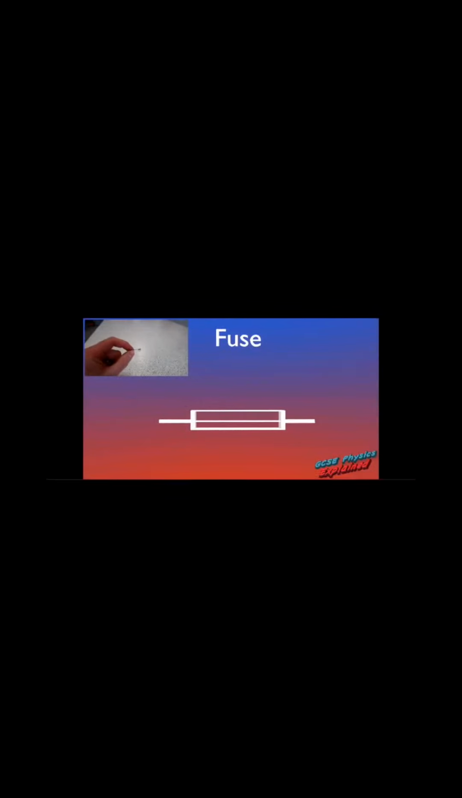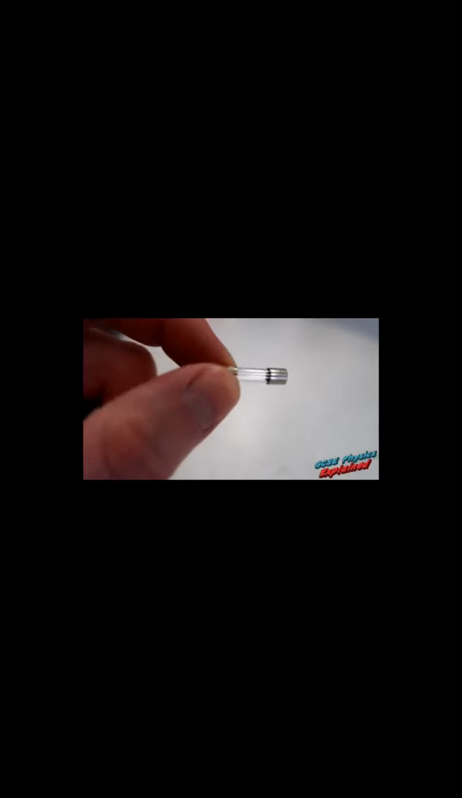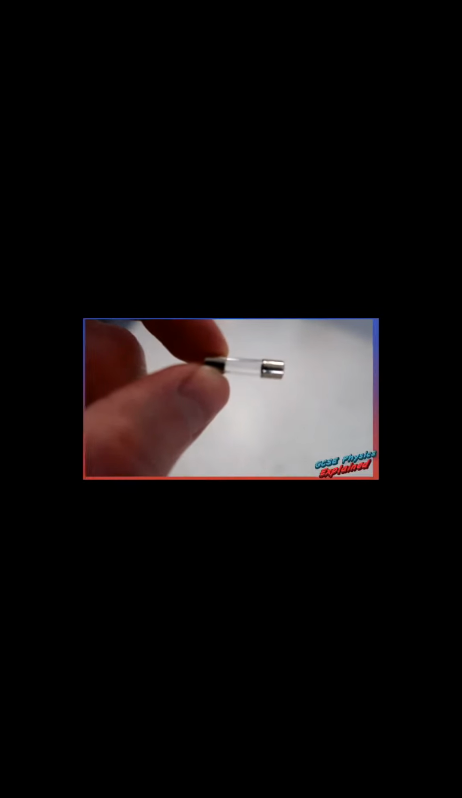The last symbol is the fuse. The fuse causes a break in the circuit if an electrical appliance becomes faulty and causes too much current to flow. The fuse is a thin wire inside a small glass casing.